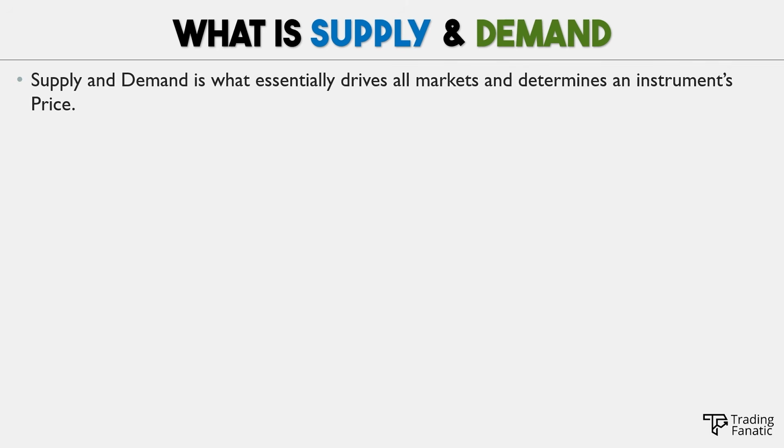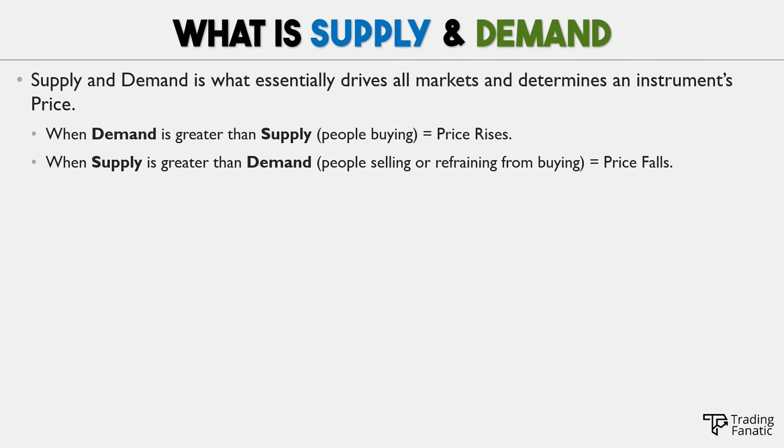What it is, well, as I said, it is essentially what drives all markets and determines an instrument's price or a product's price. When demand is greater than supply, which means that more people want specific things and more people are buying a specific thing, then of course prices will automatically rise to meet that demand. And when supply is greater than demand, which means that people are either selling or they're refraining from buying, so they're not buying, then prices will automatically fall, right?